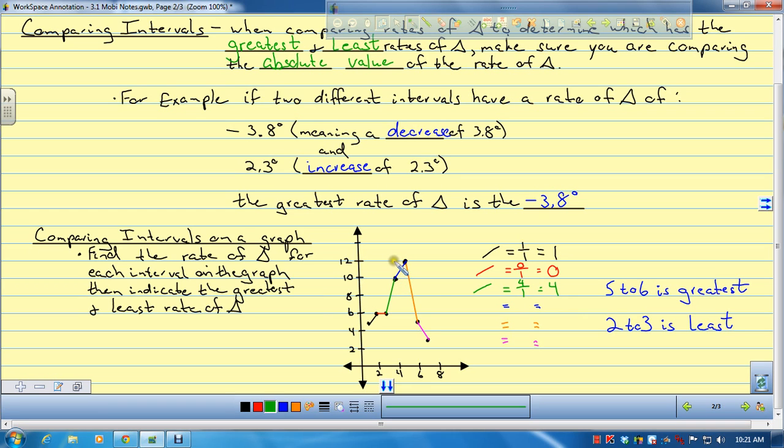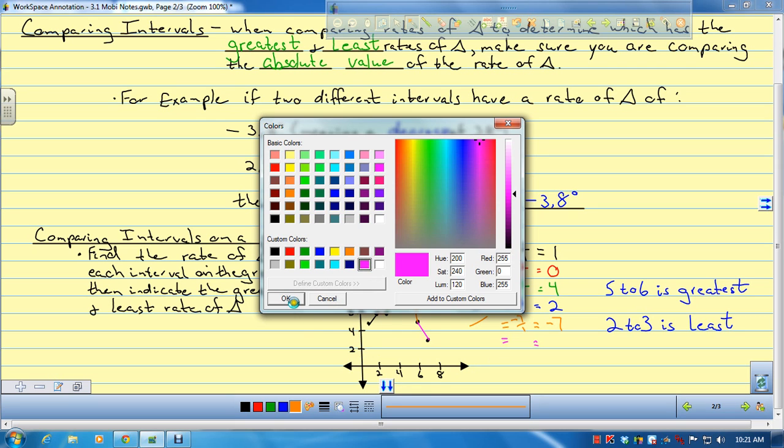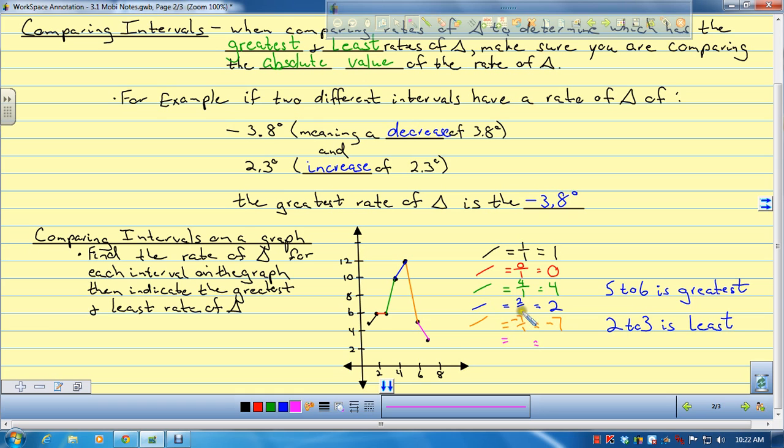The blue one went up by 2. So the blue one was 2 over 1 for 2. Now the orange one, which we chose as being the greatest or most severe rate of change, actually went down from 12 all the way down to 5, right? So negative 7 over 1 for a rate of change of negative 7. And then the pink one went down 2 more. So negative 2 over 1 for negative 2. So our move from 5 to 6, we went down 7. That was our greatest rate of change. Our lateral move here, where we did not increase nor decrease, was our least rate of change.